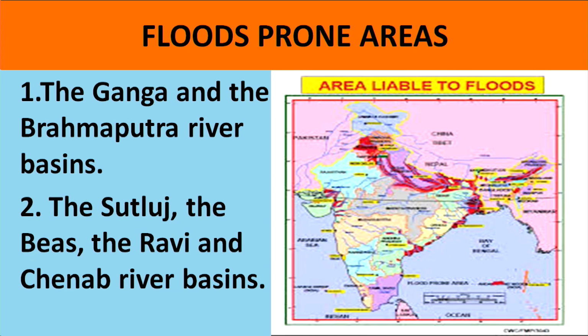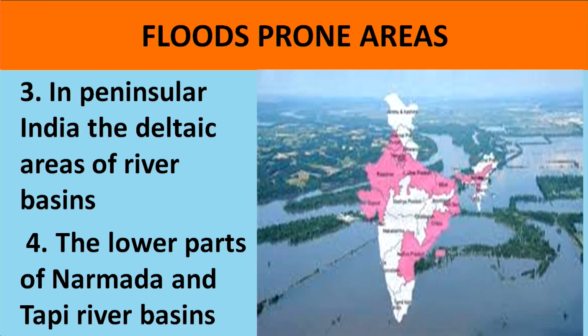Flood prone areas: the Ganga and Brahmaputra river basins, as you can see in the map. The Satluj, Beas, Ravi and Chenab river basins are flood prone areas. In the peninsula, when we come to South India, we see the deltaic areas and the lower parts of the Narmada and Tapi river basins. They are the areas which are frequently affected by floods.